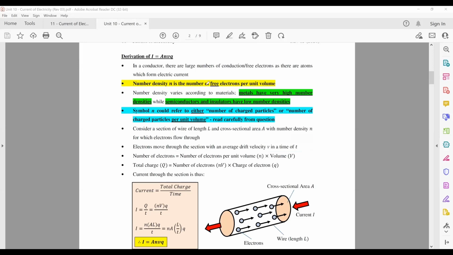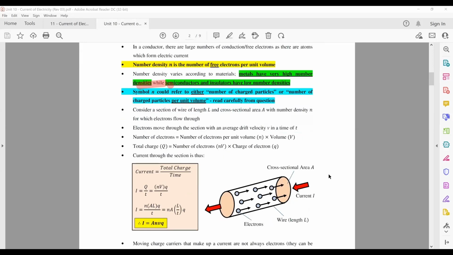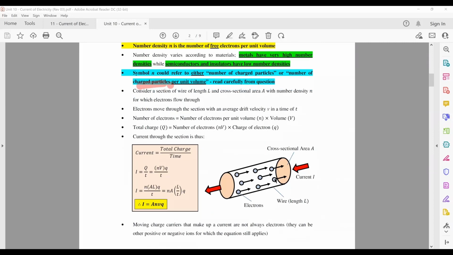In your case, small n is number density. All right. Now, how do you derive the equation I equals nAvq? First, you consider a section of wire of length L and cross-sectional area A with number density n, for which electrons flow through.